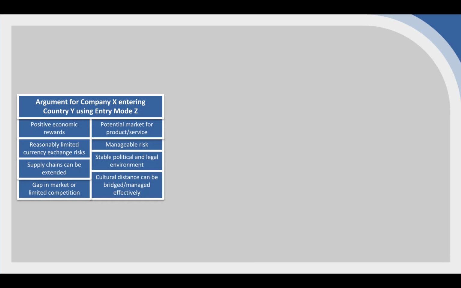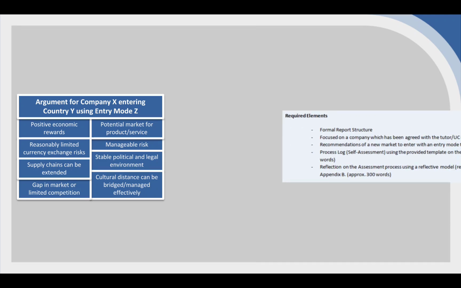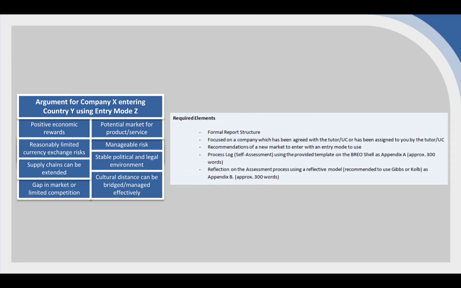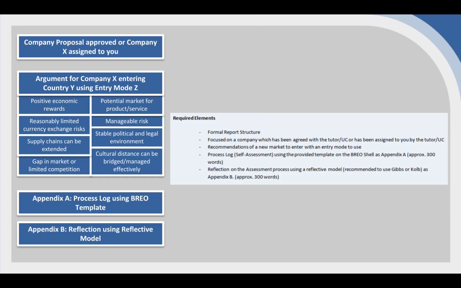So if we consider this to be our range of possible arguments, what I want us to do here is to just take a look at those required elements. You have a formal report structure. You also have a process log and reflection. So the process log would be Appendix A, and then you're asked to include a reflection, which is Appendix B. So we do have to add these two elements on as well.